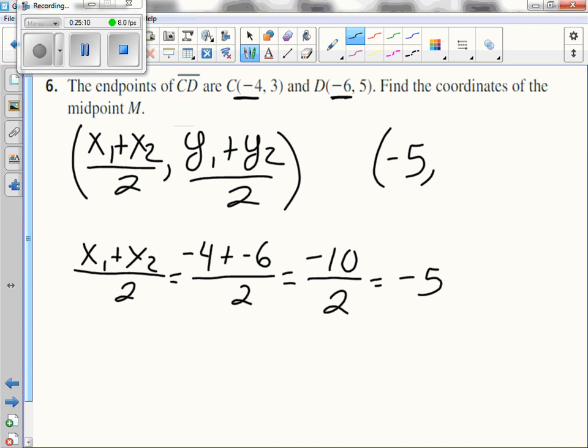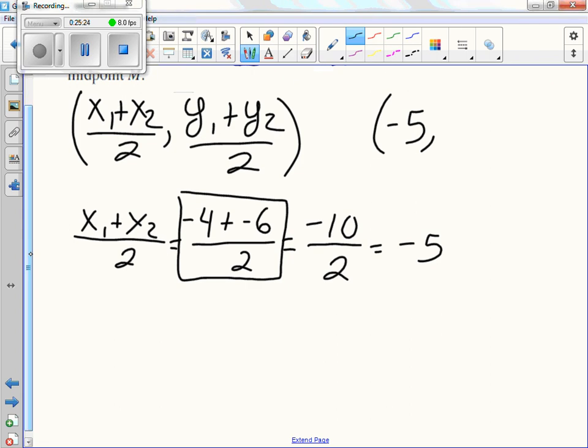Now, okay, yes, I agree. We could have technically, at this point here that I just boxed, plugged all of that into a calculator and it would have given us the answer. Or we could have worked it out. It didn't matter which. Now we're going to do the same thing with y.